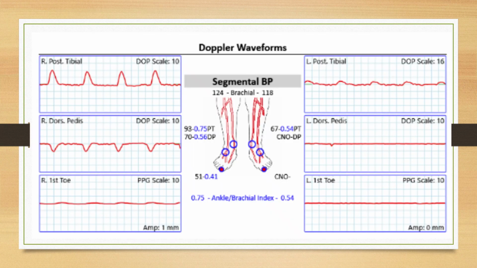Here are some Doppler waveforms from my last ABI. On the left-hand side of the screen, you can see the waveforms for the right posterior tibial artery, the right dorsalis pedis artery, and the right hallux or big toe. On the right side of the screen, you can see the difference in blood flow by observing the much smaller crests of the waveforms for the left tibial artery, the left dorsalis pedis artery, and the left hallux. This is an example of the diminished blood flow to a person's extremities that results from peripheral artery disease.